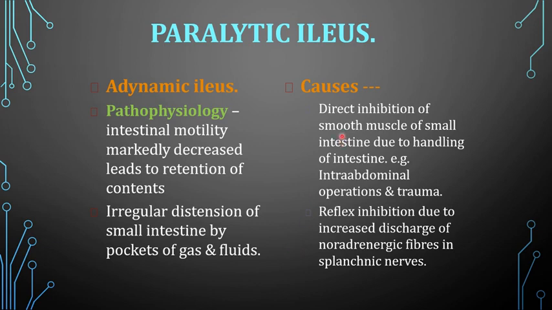The cause for this type of adynamic or paralytic ileus is the direct inhibition of smooth muscle of the small intestine due to handling of the intestine, like during intra-abdominal operations or surgery, and during trauma. Because of manual handling of the intestine, there will be direct inhibition of the smooth muscle of the small intestine, and also reflex inhibition due to increased discharge of noradrenergic fibers in the splanchnic nerves. So these are the causes for paralytic or adynamic ileus.